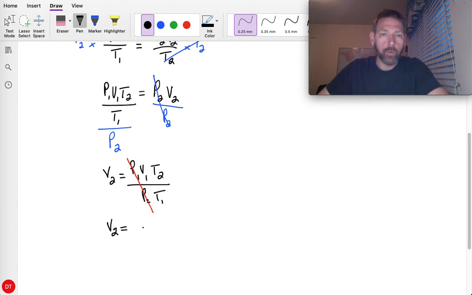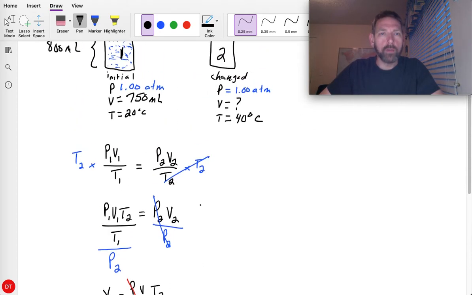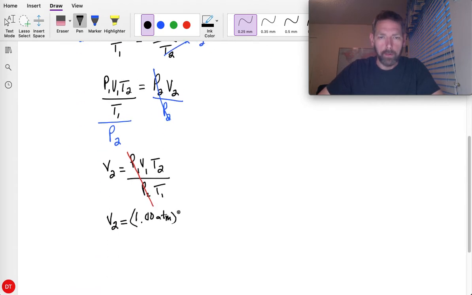Okay. So we know pressure is 1 atmosphere times the V1, the volume is 750 milliliters. Okay, so we know that that is 0.750 liters.